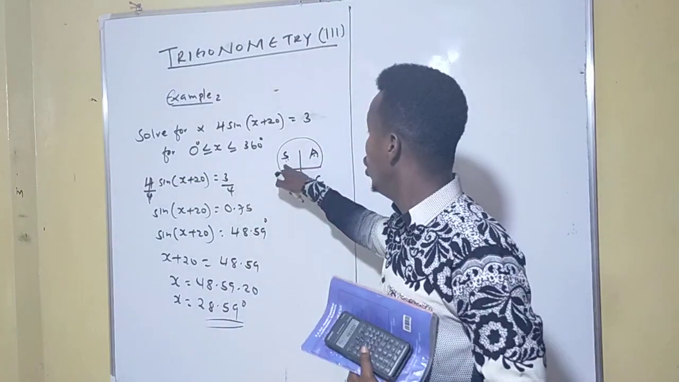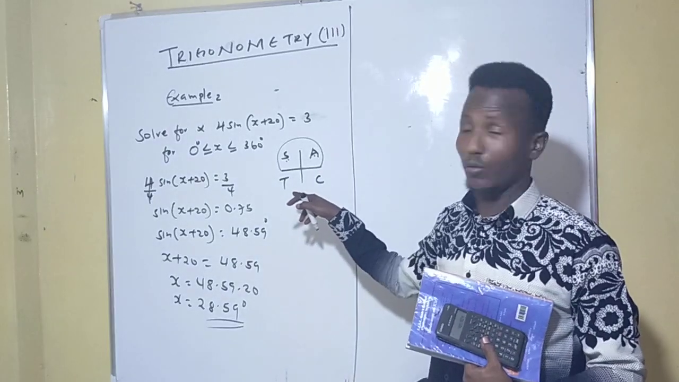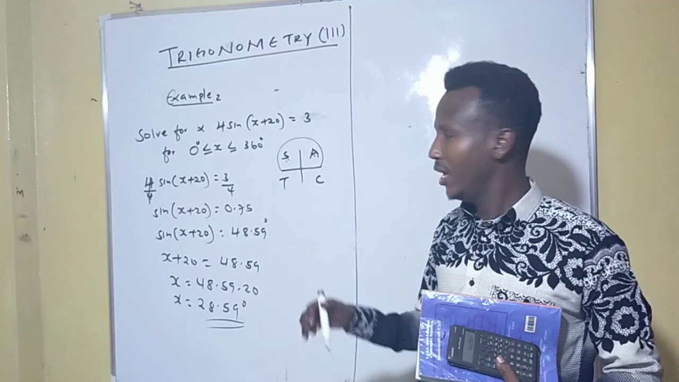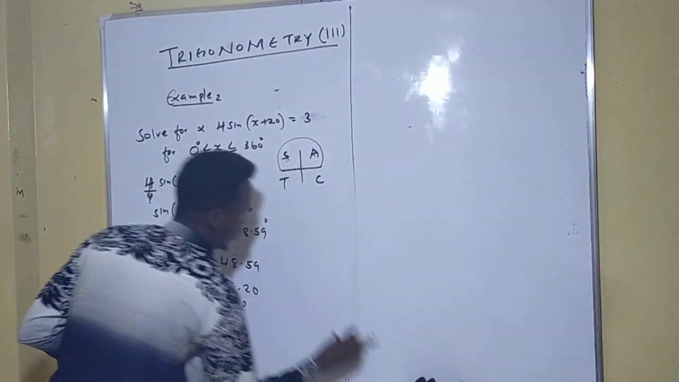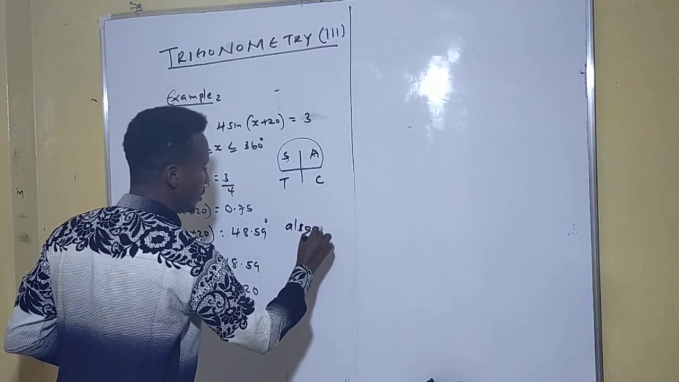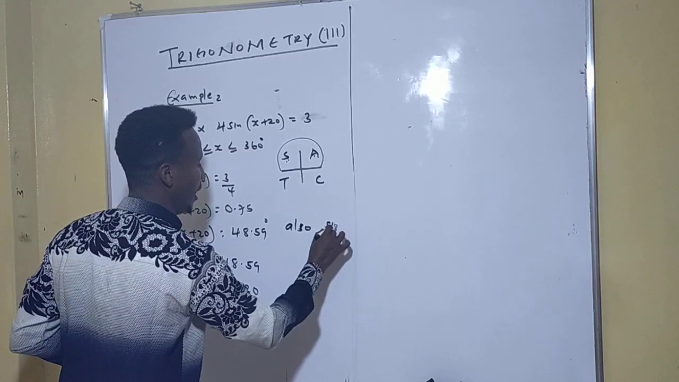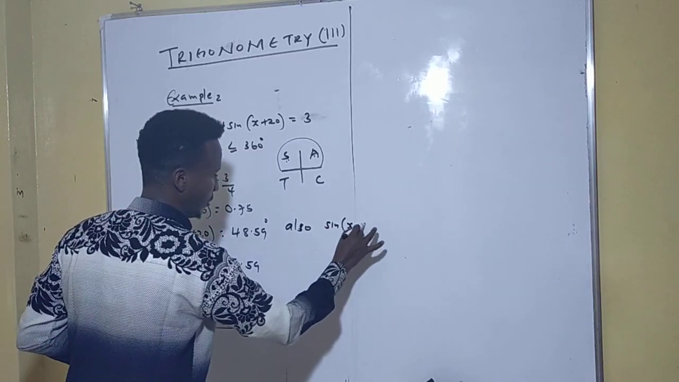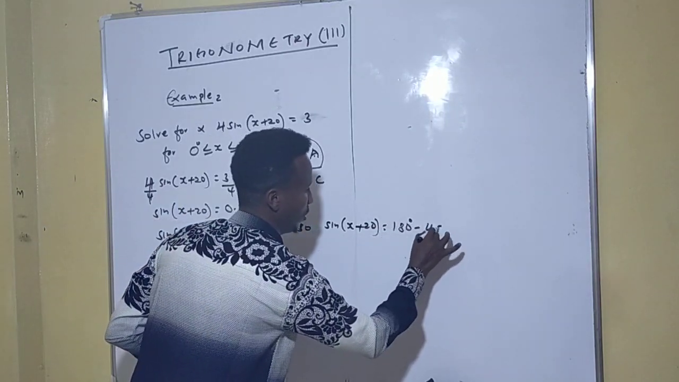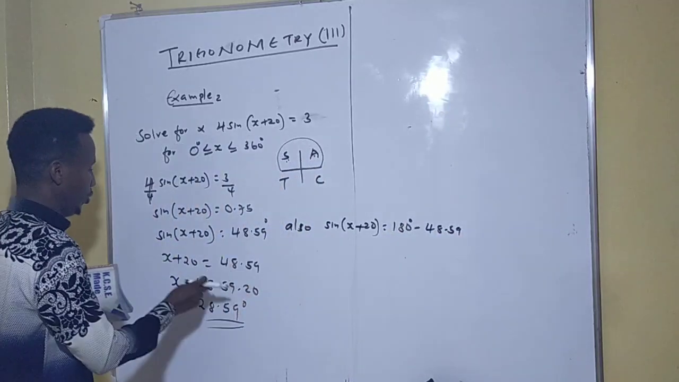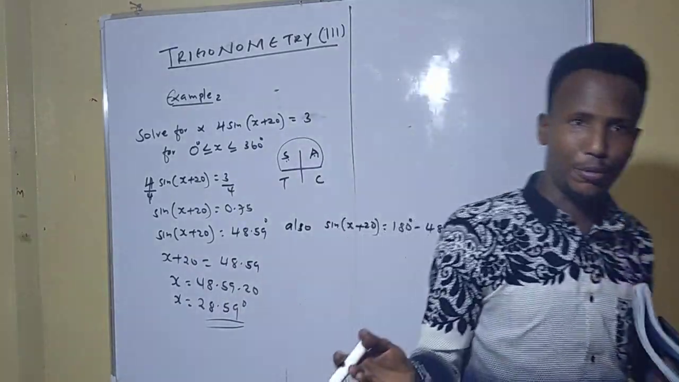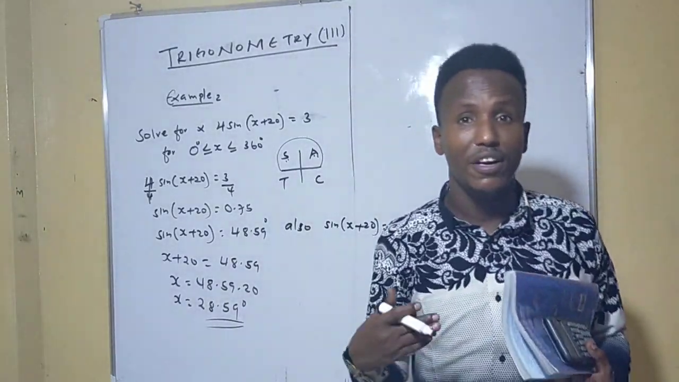So I will work on this quadrant now. That will be 180. So for me not to go out from the second quadrant, what I will do is I will subtract. Just understand, yeah? Also, take this one. You're going to say sine x plus 20 is equal to 180 degrees minus this one. Because if I add, it will go into the third quadrant. It will be more than 180 degrees. So in the third quadrant, sine is negative, brother. We are dealing with a situation where the sine value is positive.